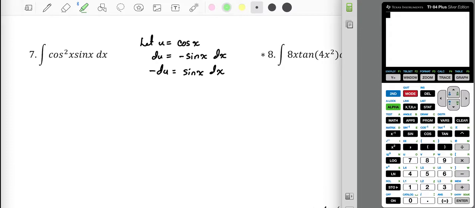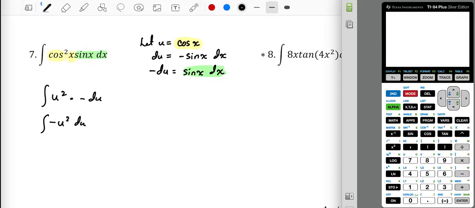So cancel. I guess I gotta increase the size of my highlighter again. Cancel, cancel. So this is gonna wipe out the cosine. So we're looking at u squared times negative du. So negative u squared du, integrate negative 1/3 u cubed plus c, and then bring back the u, which is cosine. So negative 1/3 cosine cubed x plus c.